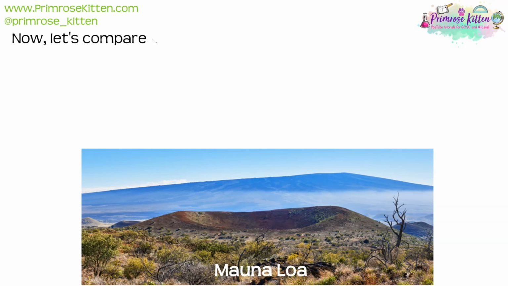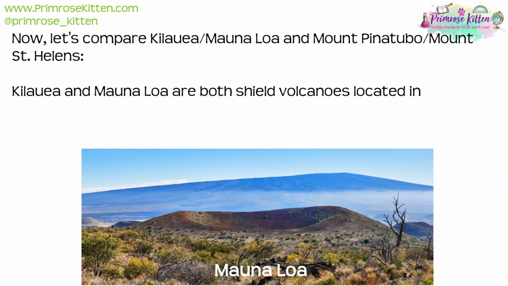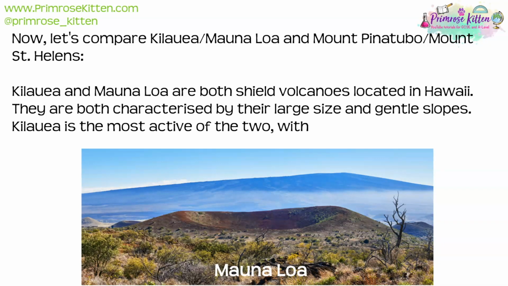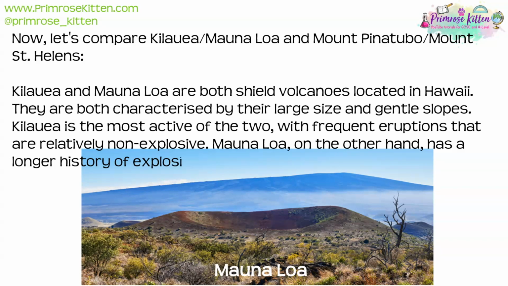Now let's compare Kilauea and Mauna Loa and Mount Pinatubo and Mount St. Helens. Kilauea and Mauna Loa are both shield volcanoes located in Hawaii. They are both characterized by their large size and gentle slopes. Kilauea is the most active of the two, with frequent eruptions that are relatively non-explosive. Mauna Loa, on the other hand, has a longer history of explosive eruptions, although these are relatively rare.